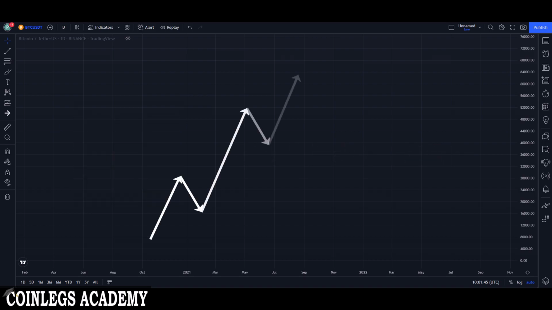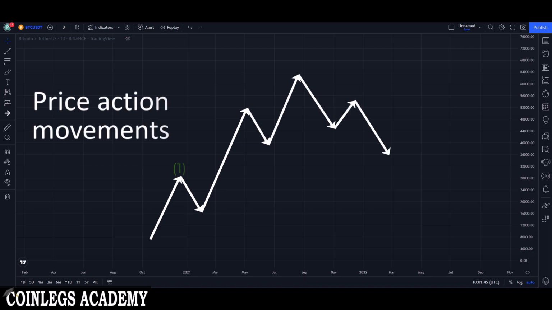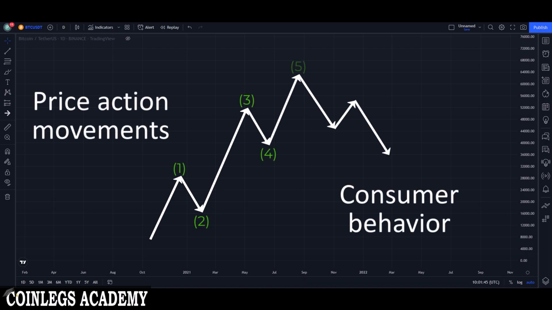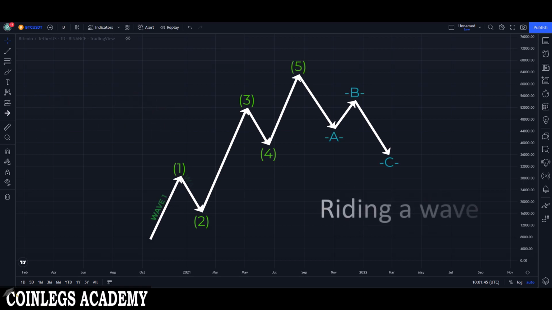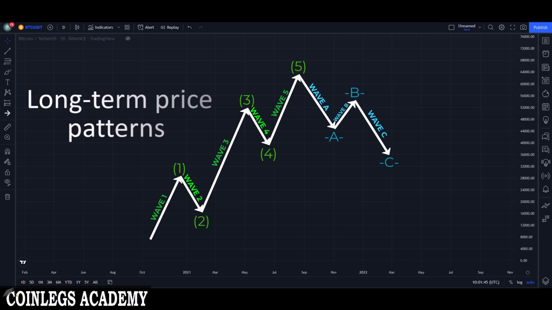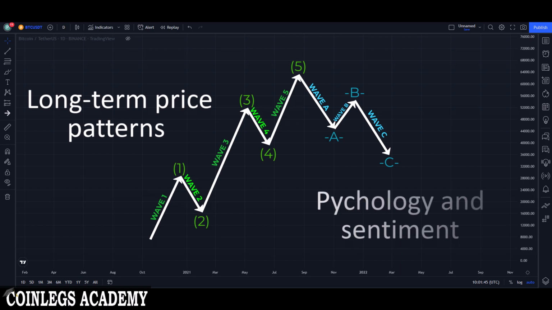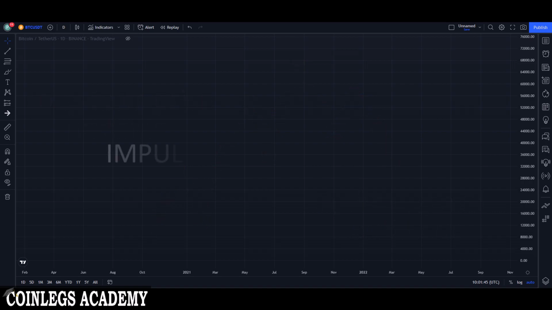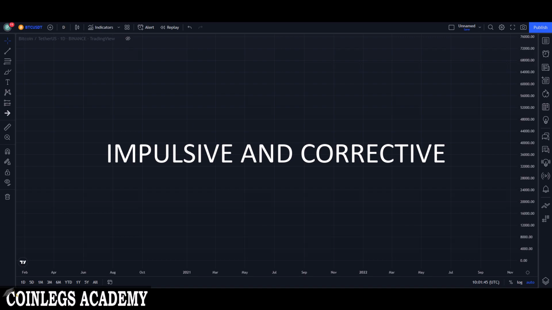It is possible to identify waves in price action movements as well as in consumer behaviors. The term "riding a wave" could be used to describe a trader looking to profit from market trends. As a form of technical analysis, Elliott wave theory looks for long-term price patterns that correspond to persistent changes in traders' psychology and sentiment. There are impulsive waves that establish patterns and corrective waves that oppose the larger trend.